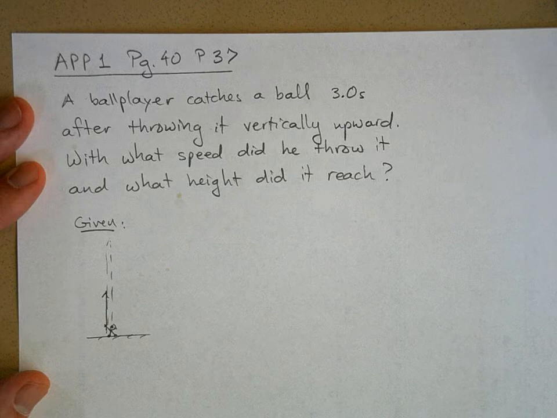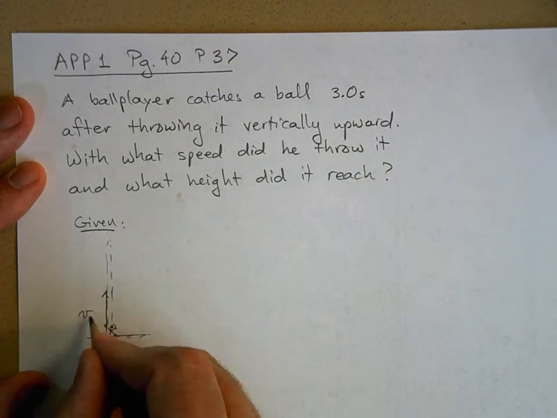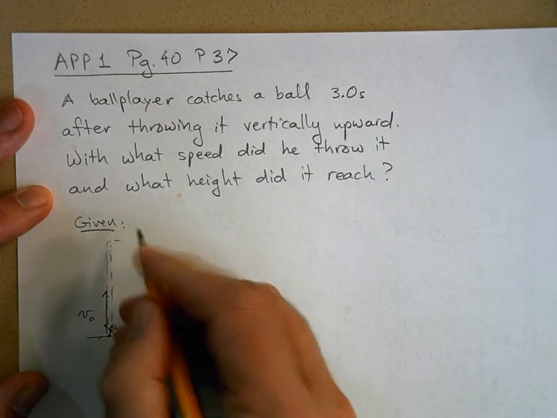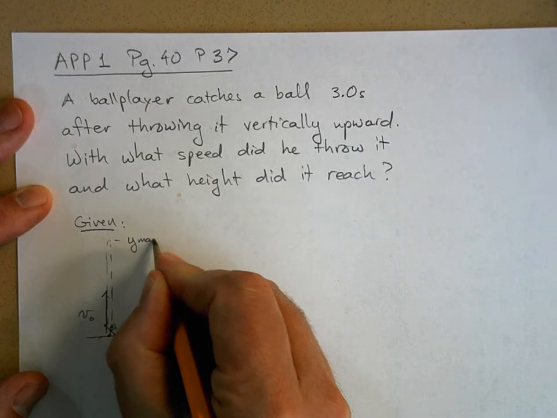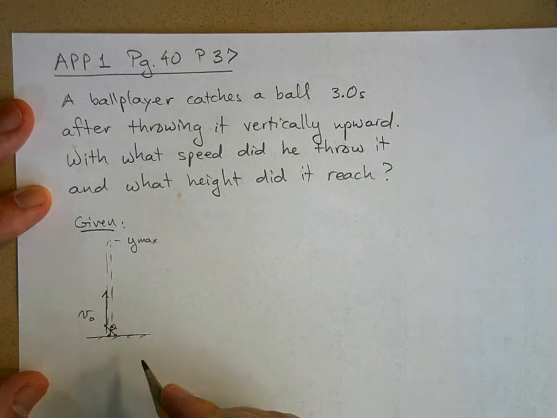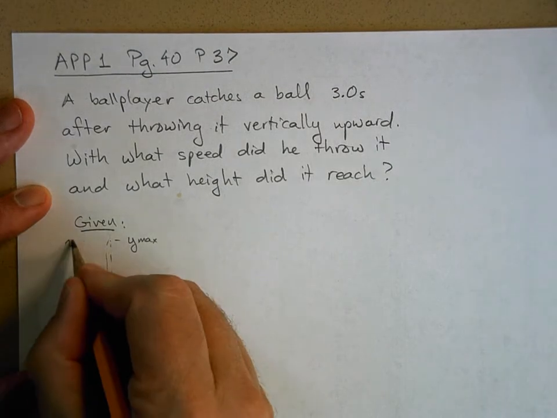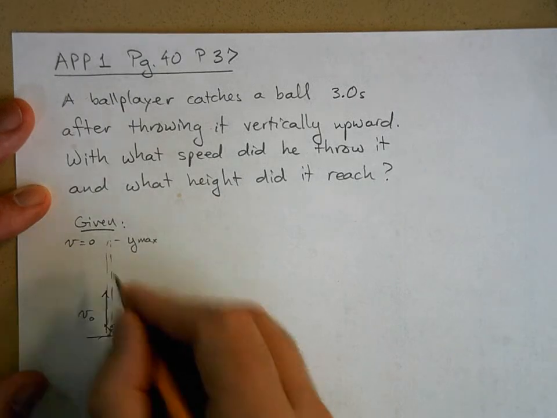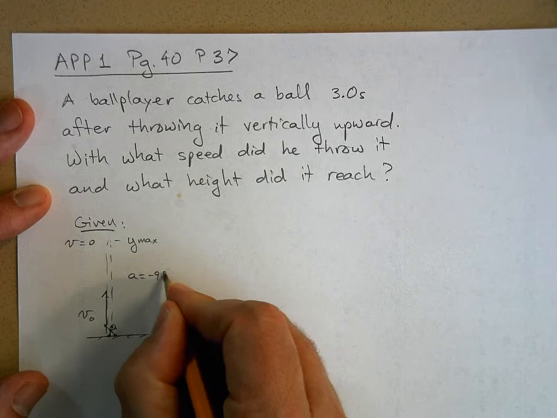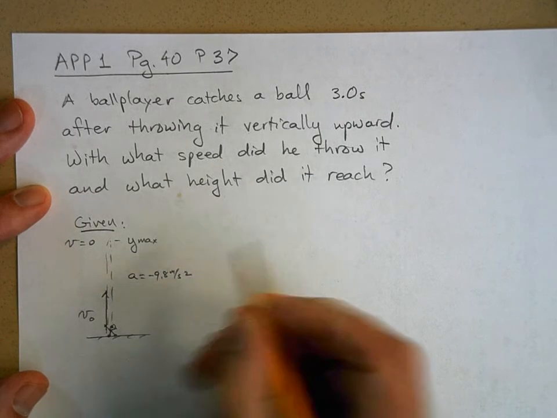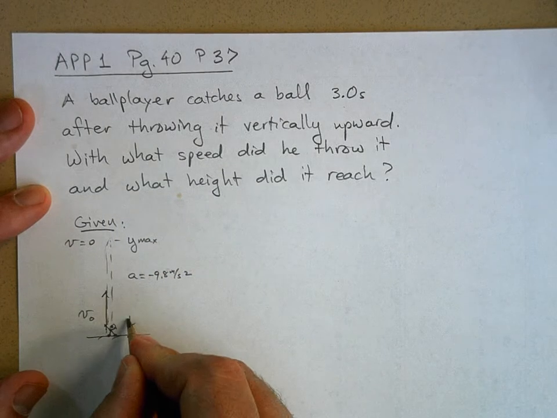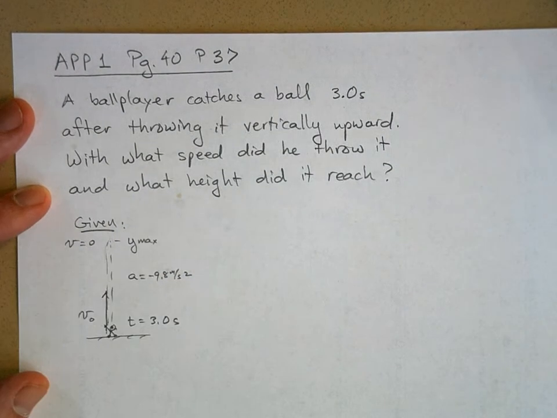And we want to know with what speed he threw it, so we want to know V0. And what height did it reach, so I'm going to call that Y max, the maximum height. And we know some other stuff. We know that the velocity at the top of the flight is 0, and we know the acceleration equals negative 9.8 meters per second squared. And we know that the total flight time was 3 seconds.